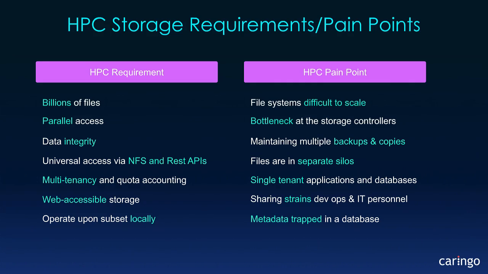Sharing will typically strain DevOps and IT personnel. We've kind of touched on that already. Being able to publish this data in multiple formats using traditional storage means that you have a large number of application and web layers that you may need to build on top of it in order to present it in that fashion, and that can be very difficult to manage.